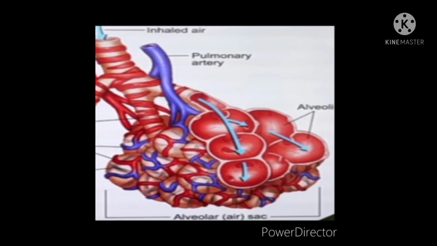Here in this slide you can see the diagram of alveoli. When we talk about alveoli, they look like a bunch of grapes. The alveoli have a very thin wall composed of simple moist non-ciliated squamous epithelium. It is closely surrounded by a network of blood capillaries. These alveoli increase the surface area for absorption in the lungs.